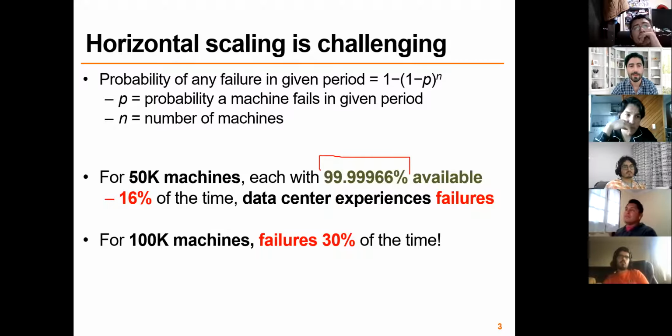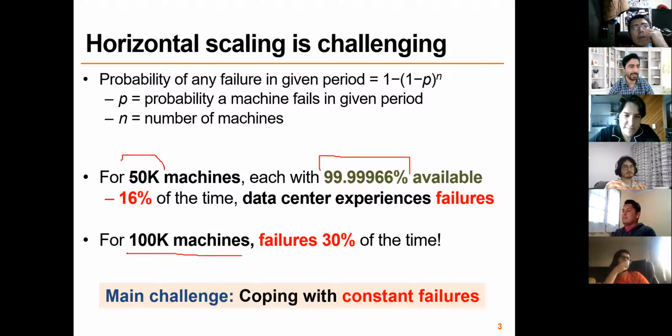That's good. But when you're talking about tens of thousands or hundreds of thousands of nodes or computers, the failures will become a big number. For this 50K, you can have 16% of failure in your distributed system. If you are using 100K machines, you can face like 30% failure, okay? So it's a challenging thing, and that's the whole idea, to make sure.